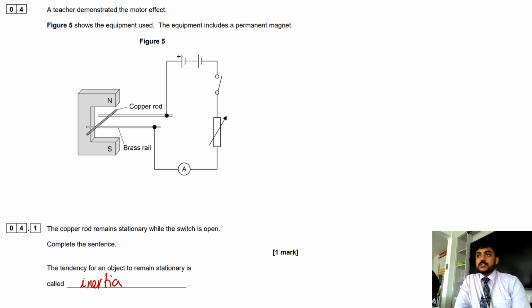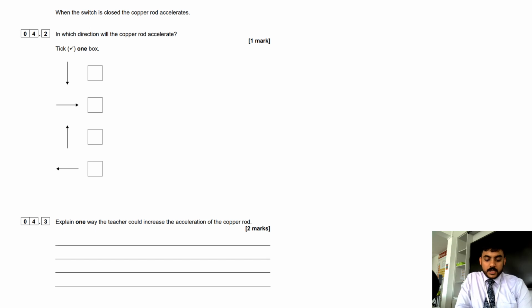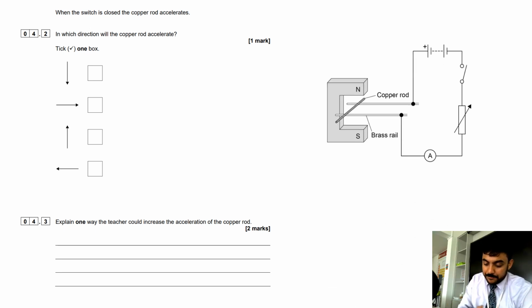Inertia is to do with the mass of an object, and to get it to move, you need to overcome the inertia of that object. Something that's big has more inertia. When the switch is closed, the copper rod accelerates. Which direction will the copper rod accelerate? To answer that question, we need a diagram.